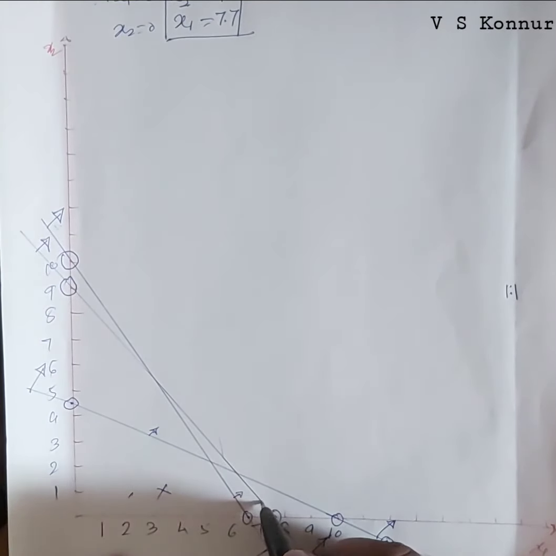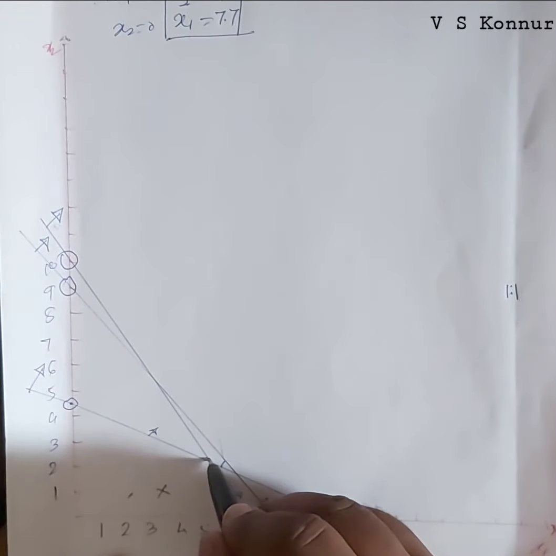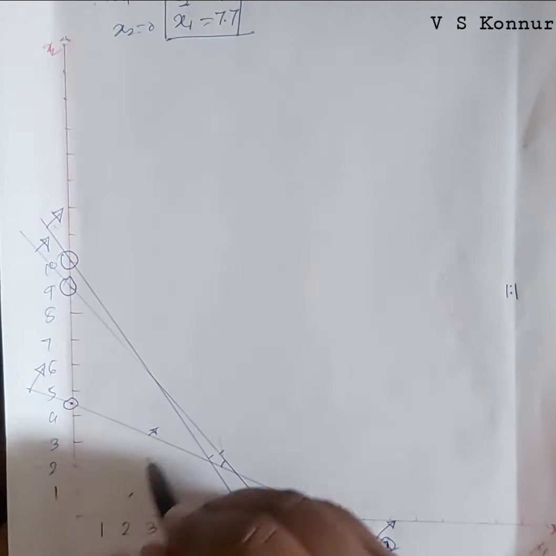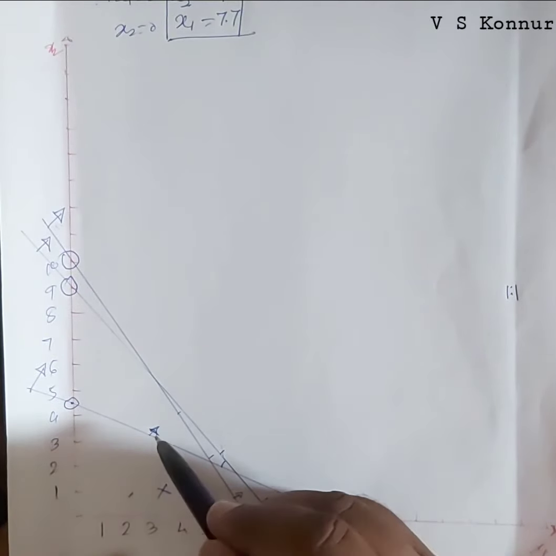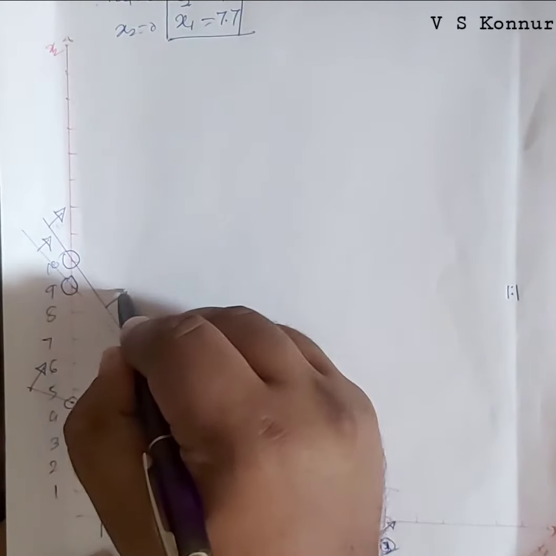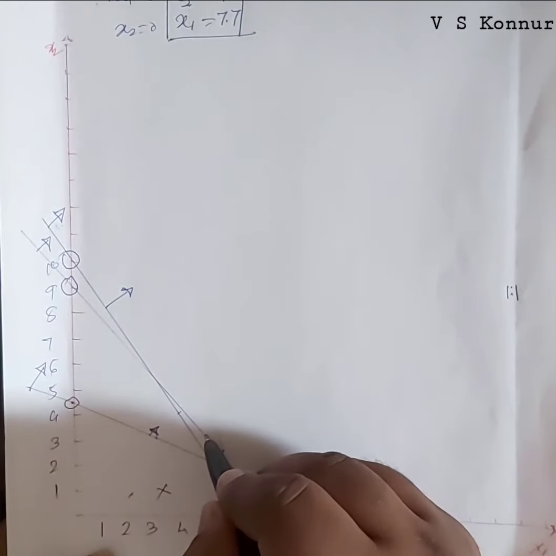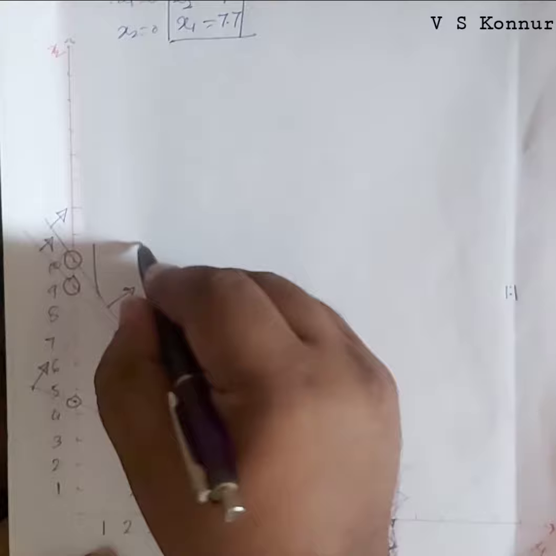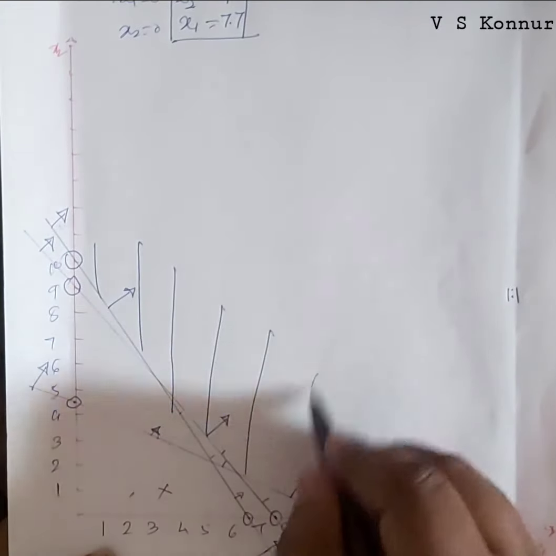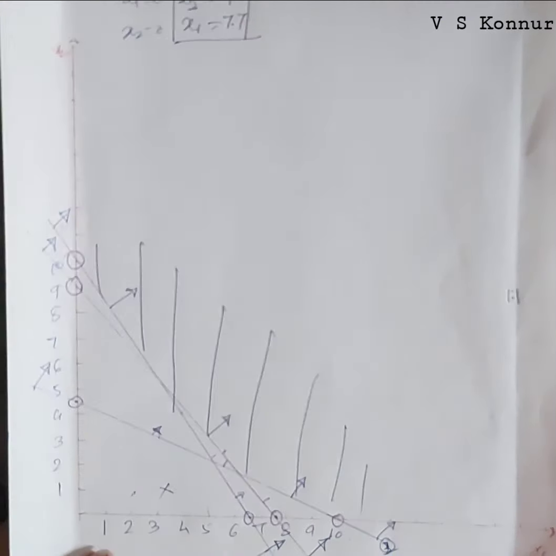Next, you can check this. These 2 lines are opposite. This is right, but this is away. You can check this also, away. Away. Only this is inside the region. So because of that, this is the region we are considering.